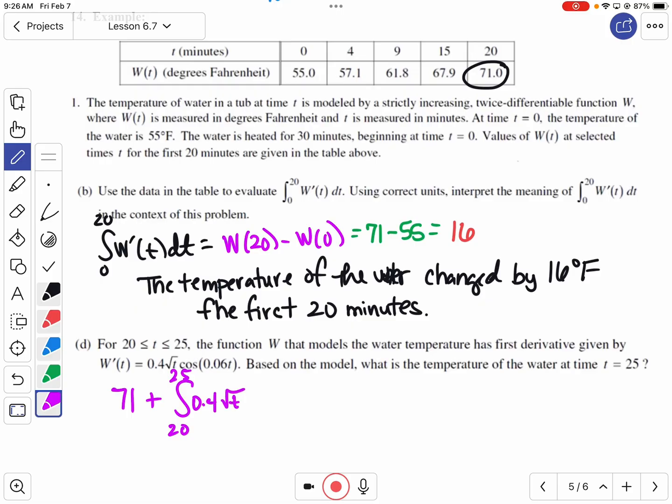0.4 square root of t cosine 0.06 t dt. Right? And we would use our calculator. If memory serves me right, you got a point for the integral part of this, okay? But you had to have it in the proper form, which meant the dt at the end, so don't leave that off, okay?